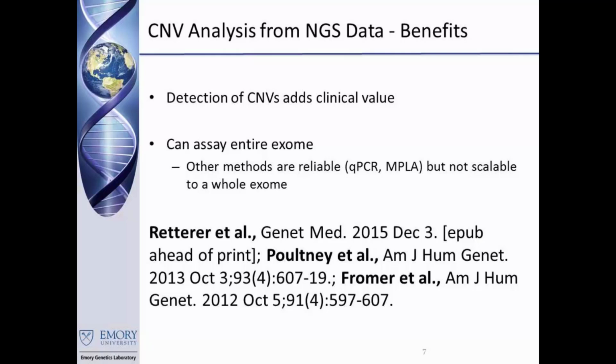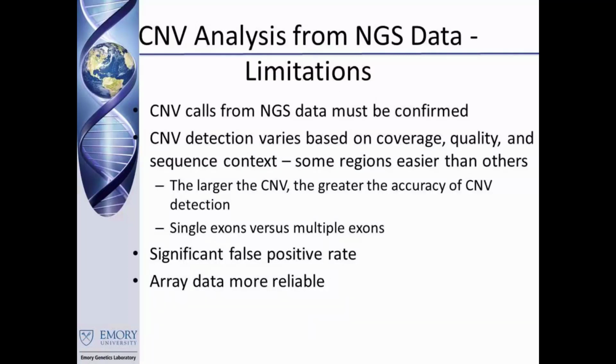And the other methods which have been used for a very long time, such as qPCR, MLPA, are really not scalable. But if you look at these publications which I've cited here, which talk about detecting CNVs from NGS, they essentially point out several limitations of using NGS for CNV detection. That the CNV calls must be confirmed. The CNV detection varies based on coverage, quality, and sequence context. And the larger the CNV, the greater the accuracy of CNV detection. Or looking at it the other way, if the CNV is small, your accuracy goes down.